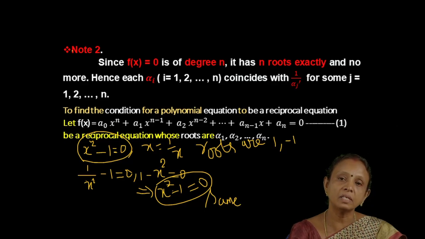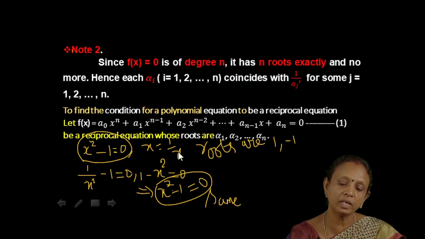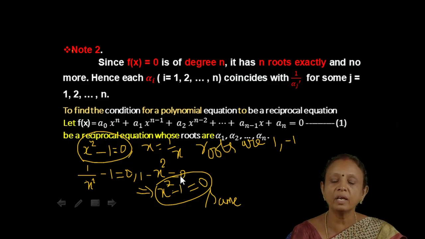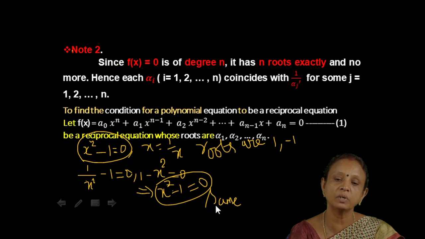Now remember, x equal to 1 by x will be put in the equation x square minus 1 equal to 0. So in place of x, we take 1 by x, and 1 by x square minus 1 equal to 0. When you rearrange the equation, 1 minus x square is equal to 0, and then also x square minus 1 equal to 0. These are saying the same equations: x square minus 1 equal to 0 and x square minus 1 equal to 0.